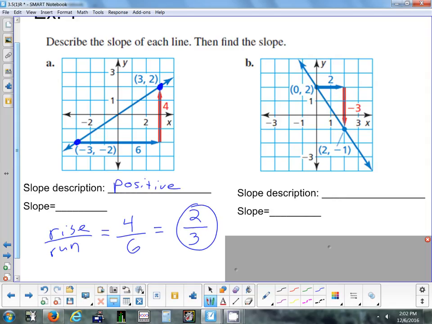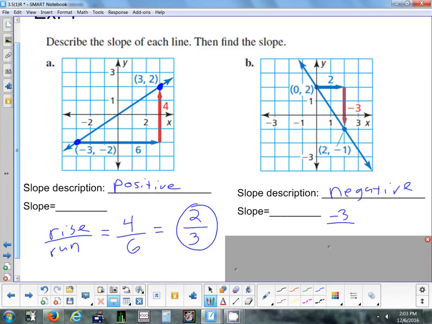Okay, how about this line? Positive slope, negative slope, 0, or undefined? Negative, because it slants down. Okay, so Vanessa, what would be my slope here? Just tell me the rise first. -3, right? You're going down 3.